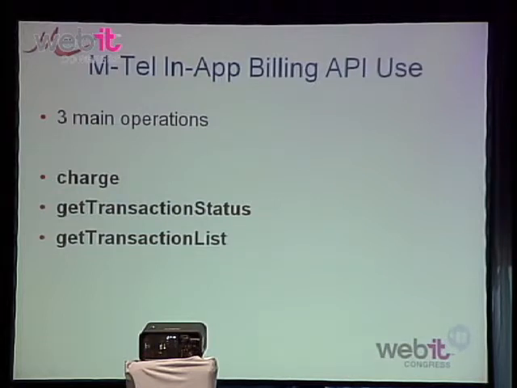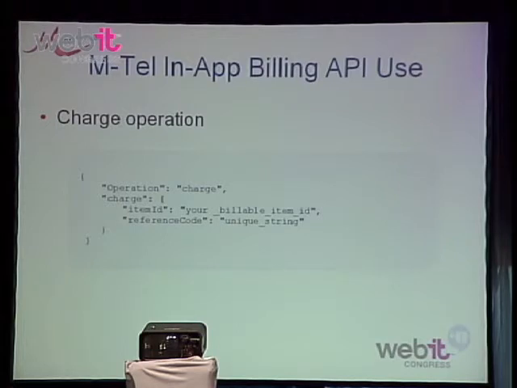And we defined only 3 transactions. The first one, which is the most interesting one, is the charge transaction. The second one is get transaction status, and the last one is get transaction list. So for the first transaction, maybe this sounds a little bit familiar. This is what my colleague Gelasco told you a bit earlier. We follow the same syntax.